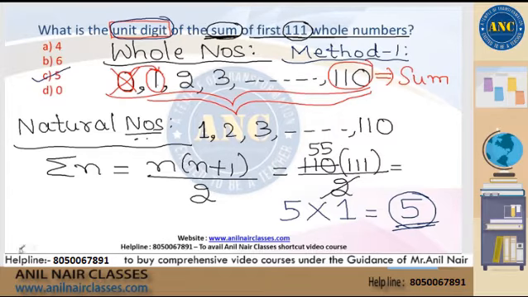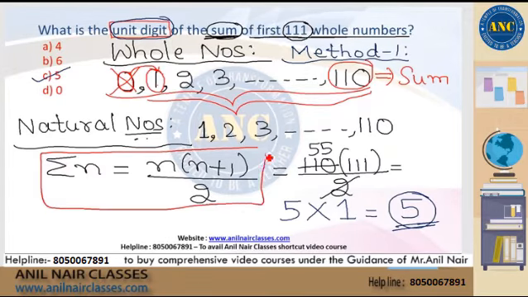Sir, why method 1? Because some people might know that summation n is n into n plus 1 by 2. Some people might not know that summation n is n into n plus 1 by 2. People who know this, they will directly apply and get the answer. People who do not know this might not use this particular method.